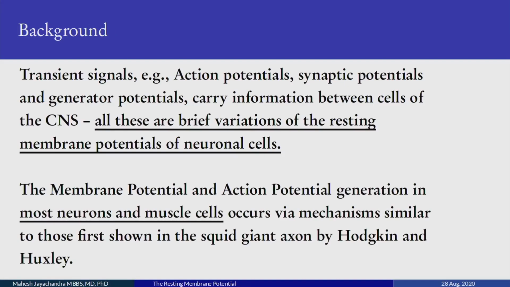This session and the next one, the action potentials, are fundamental to understanding neurophysiology. Transient signals like action potentials, synaptic potentials, generator potentials, they carry information between cells of the central nervous system. But fundamentally, all these are brief variations of the resting membrane potential of neuronal cells. So the membrane potential and action potential generation in most neurons and muscle cells occurs via mechanisms very similar to those shown first in the squid giant axon by Hodgkin and Huxley.